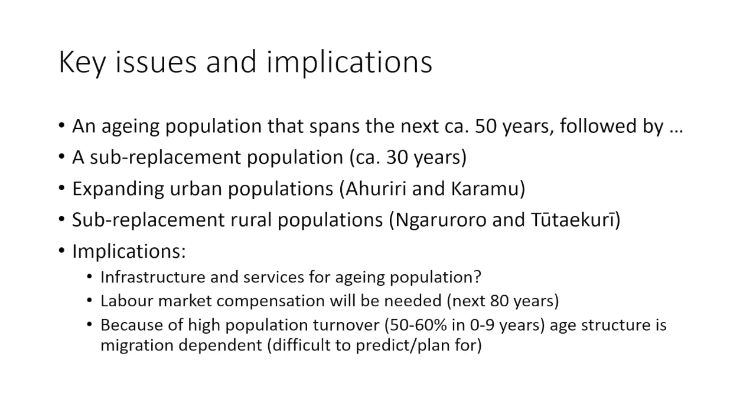And because of high population turnover, and we're talking about 50 to 60% of the population within up to 9 years, age structure is migration dependent. And that means that it's going to be difficult to predict and plan for age structure because it will be constantly adjusting in response to that throughput of population.